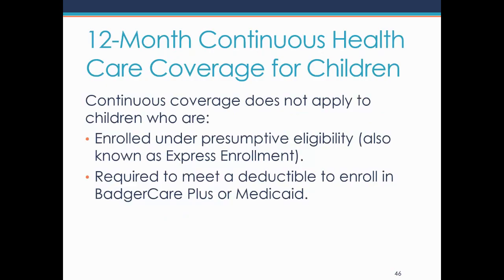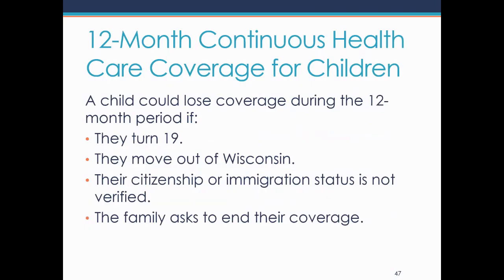Continuous coverage does not apply to children who are enrolled under presumptive eligibility, also known as express enrollment, or children required to meet a deductible to enroll in Badger Care Plus or Medicaid. A child could lose coverage during the 12-month period if they turn 19, if they move out of Wisconsin, if their citizenship or immigration status is not verified, or if the family asks to end their coverage.